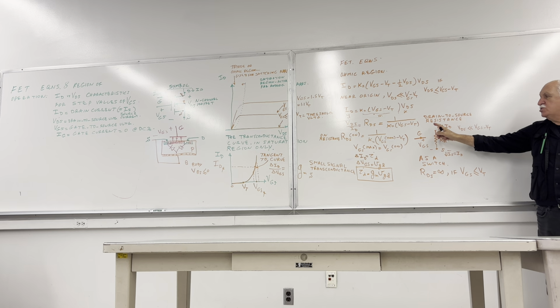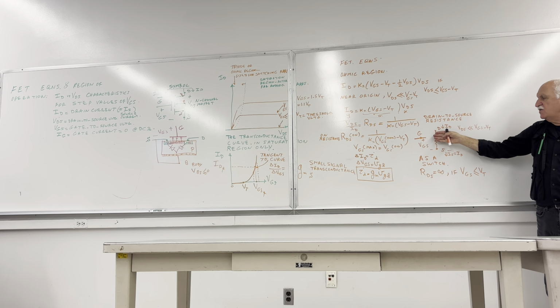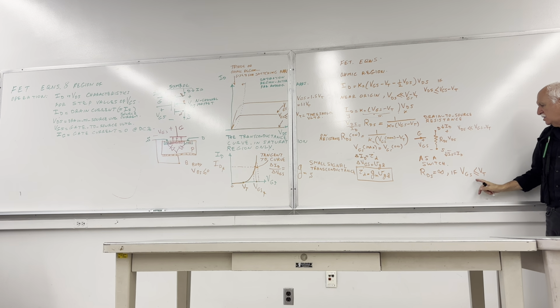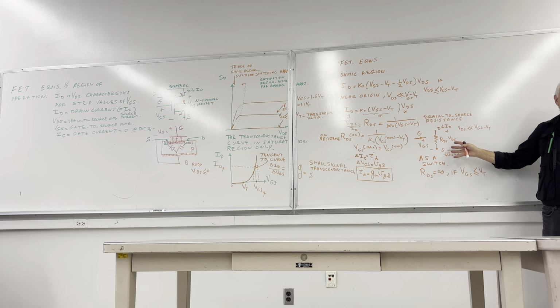Look at these 3 points: drain, source, gate, like 3 nodes. If RDS is infinity, it's a 3-way open circuit. You see that? 3-way open circuit, because RDS is infinity under those conditions. Then your switch will be open, and the drain to source voltage can be anything, it's open.